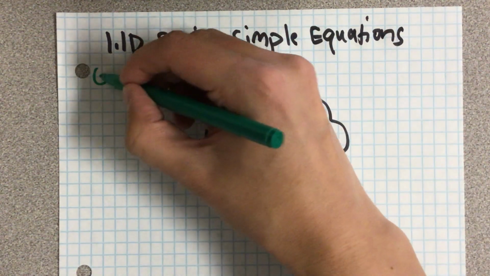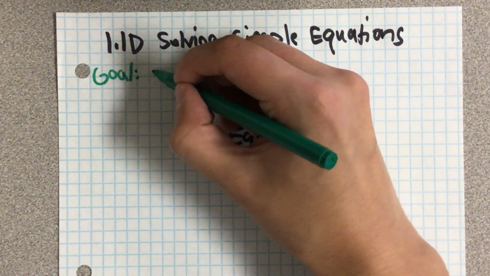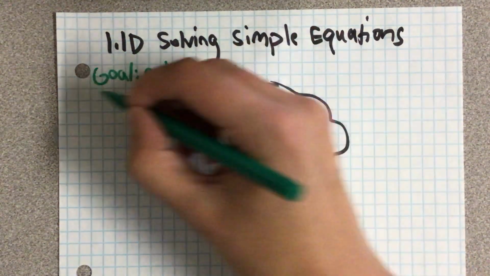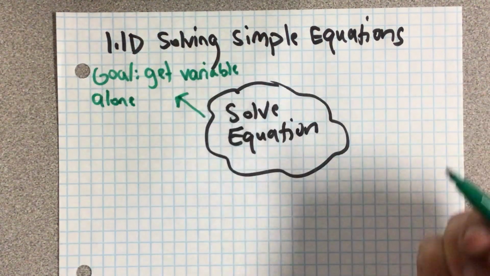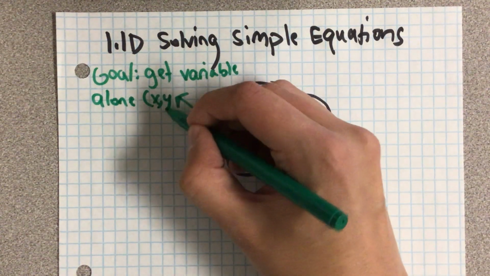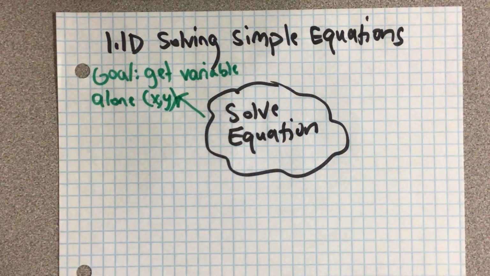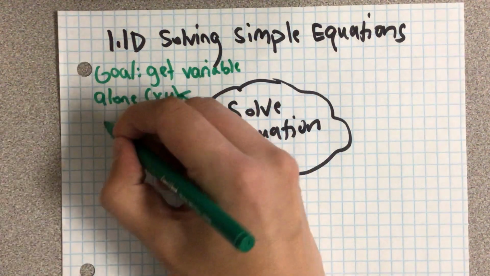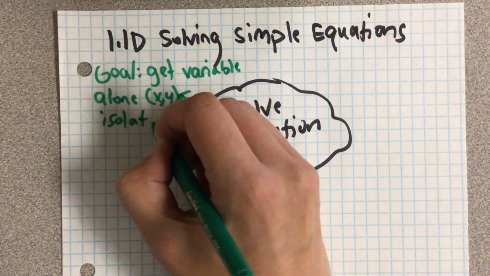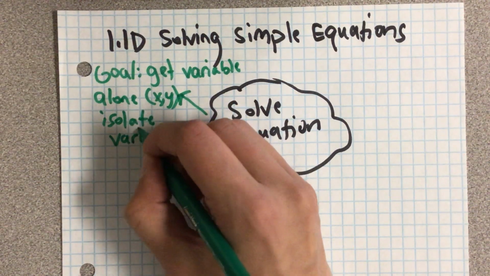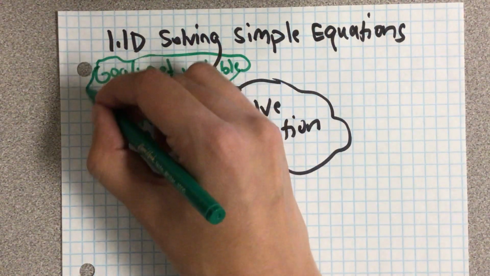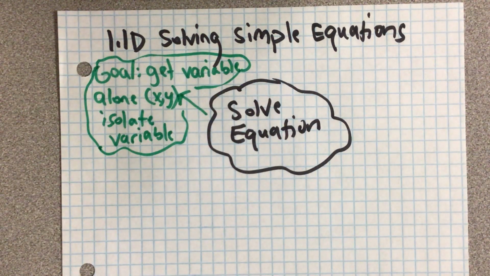What we're attempting to do, our goal, is to get the variable alone. So this could be x, for example, maybe y, could be pretty much any letter. It's almost always a letter though. And when we say that we're trying to get it alone, this could mean that we are trying to isolate the variable. That's something that you'll hear me say quite frequently. I say we're trying to get a variable alone, we're trying to solve for it, we're trying to isolate it.